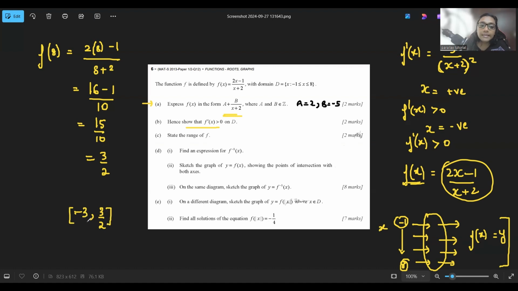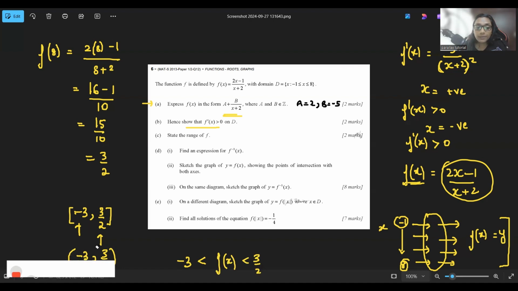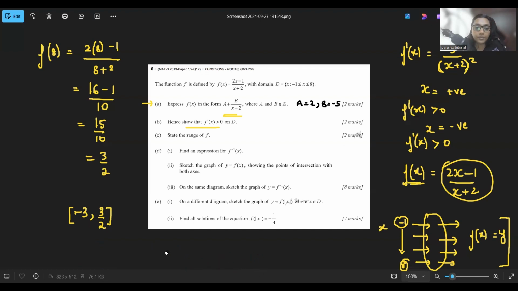Please note that there are two kinds of brackets which are used. If you use a square bracket, it means that we are also including the terms minus 3 as well as 3/2 in the range of the function. On the other hand, if you use a simple bracket like this, it would mean that minus 3 and 3/2 are not included, basically meaning minus 3 is less than f of x is less than 3/2. However, this is not the case because we have found that minus 3 and 3/2 are both included in the range of the function, and that's what the range of the function is.